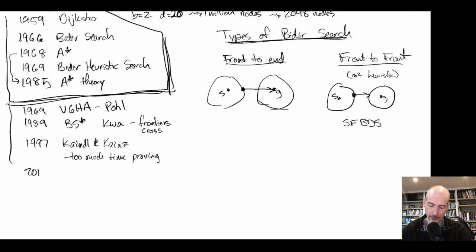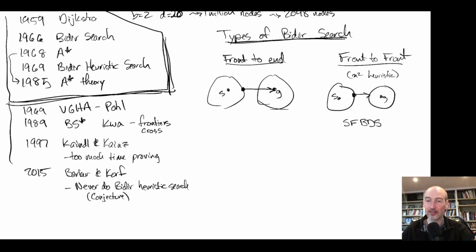2015, which was a conjecture that came from Barker and Korf. And so Korf, again, is the one who gave us IDA star, is basically the conjecture is that we should never do bidirectional heuristic search. And just to say that's a conjecture.